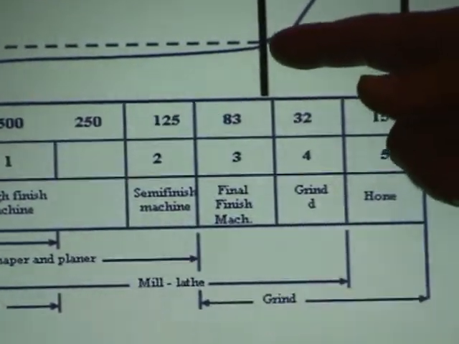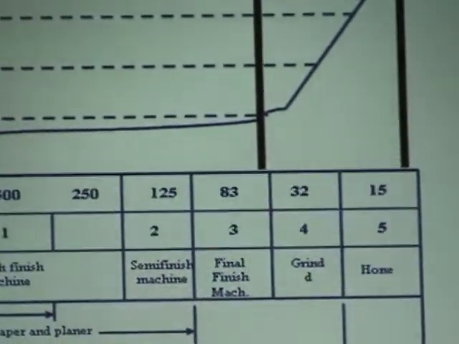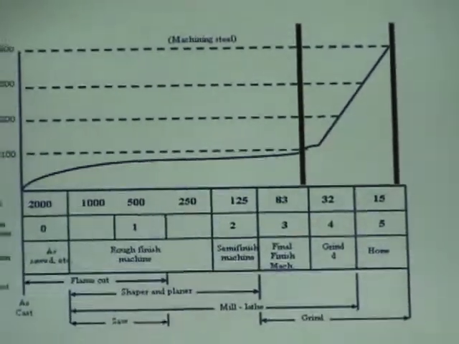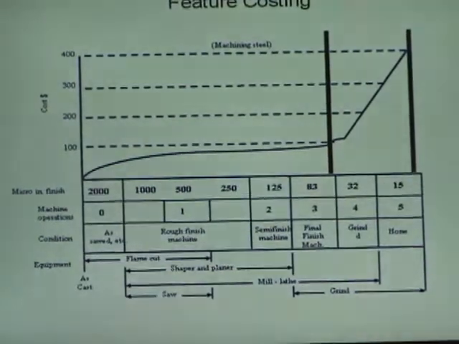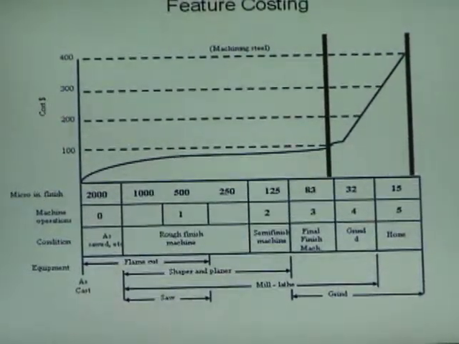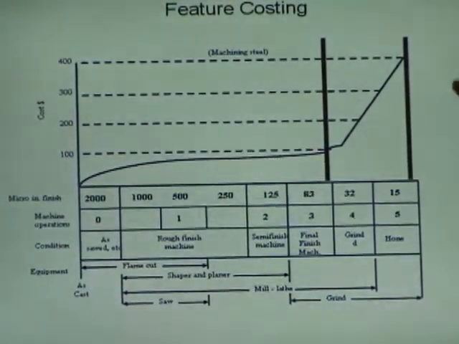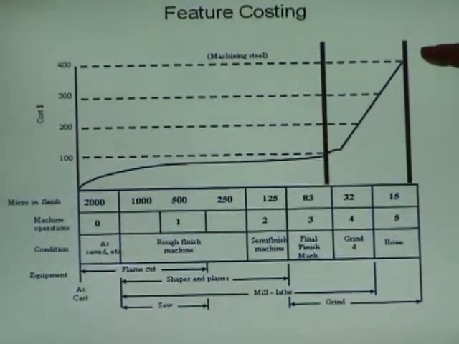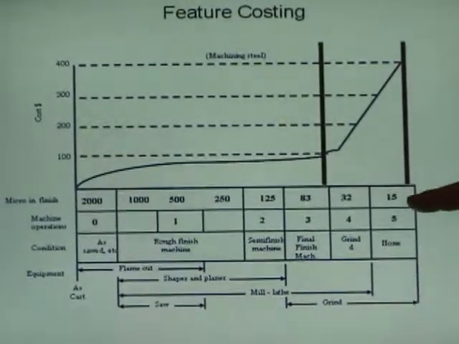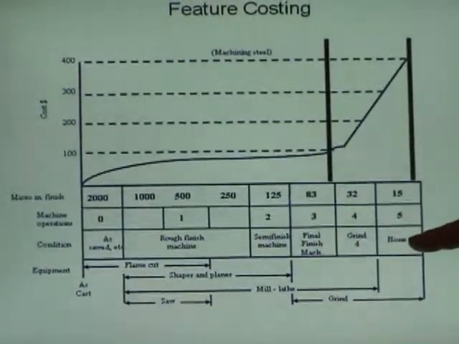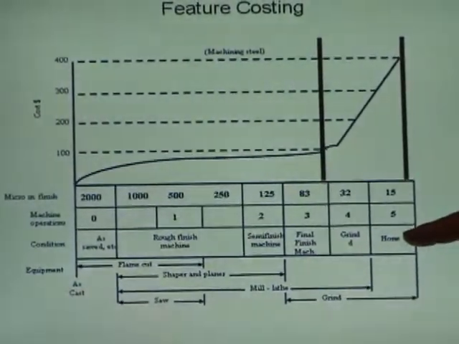Now, once you get to a certain very fine finish, the process can accomplish that, but it becomes very expensive, and again, the quality problems increase dramatically. And then there's finally a certain level of fine finish beyond which we're incapable, given the processes we're looking at, of performing those.